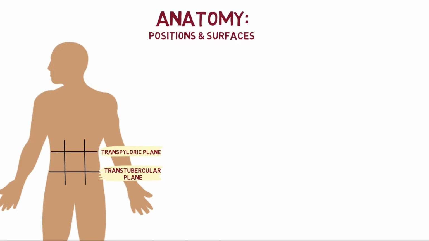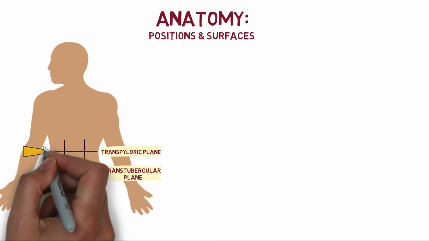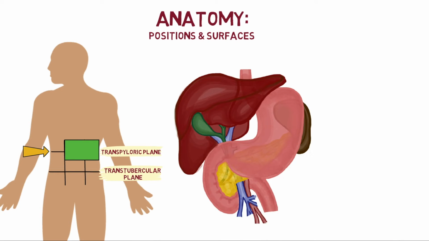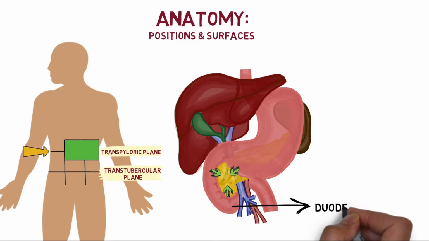Firstly, we'll revisit some basic anatomy regarding the position of and the anatomical relations to the pancreas. The pancreas is found in the transpyloric plane in the epigastric and left hypochondrium regions. The head of the pancreas can be found within the C-shaped duodenum, which itself can be split into 4 separate parts.